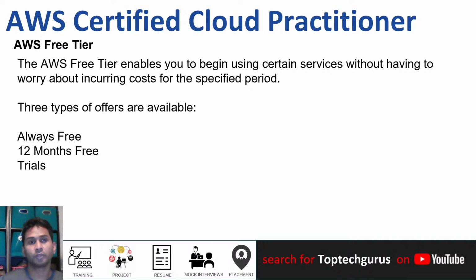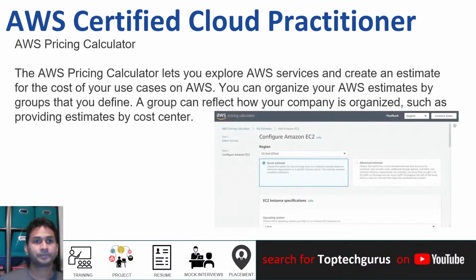But AWS can give you trials of say Redshift for a year, sometimes for 6 months, and then after the trial period, you'll start incurring the cost. So AWS Free Tier is something you need to understand for the exam.